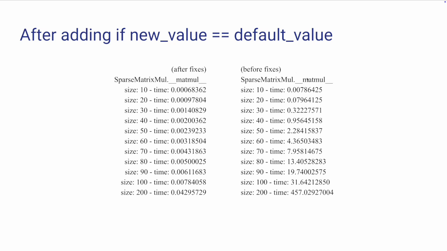This side is when I still had the remove function and I didn't check whether the new value was a default value. And then here is after all the fixes. Much, much faster. Without this line, the sparse matrix is basically acting like a dense matrix where all the values, even if they're zeros, are being calculated for.